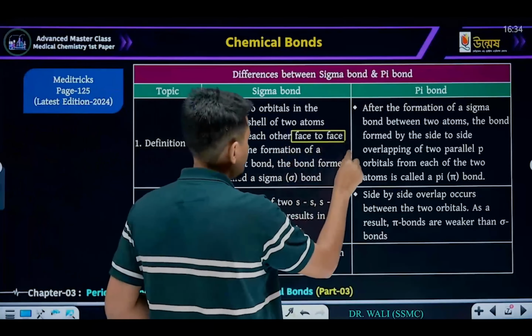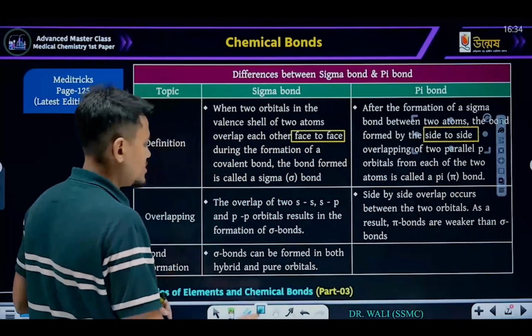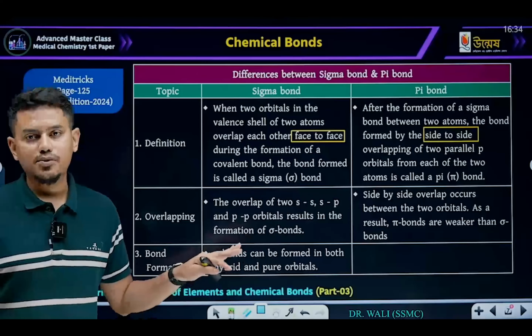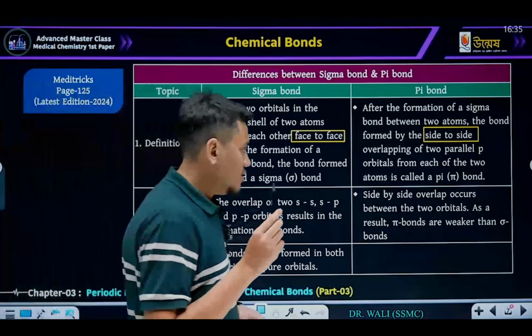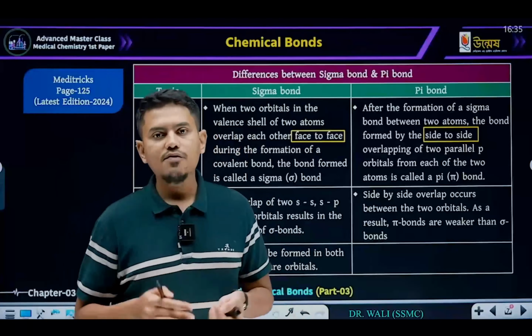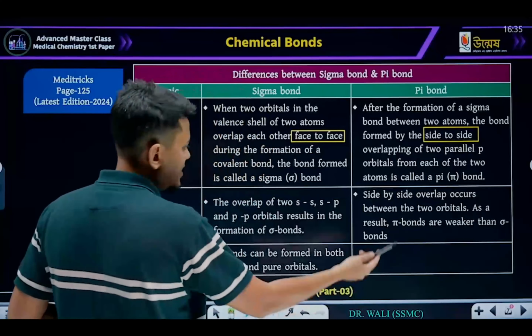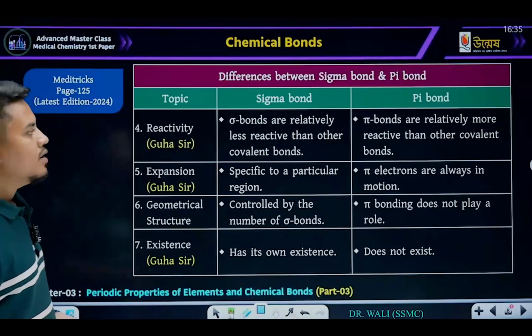We only mark what is important, such as this is face-to-face or head-to-head, and this is side-to-side. Now, overlapping: any orbital can form sigma bond, but not all orbitals can form pi bond. Pi bond can only be formed in pure orbitals, except s orbital. Since s orbital does not have any lobe, p, d, f, or the rest of the orbitals can form pi bond. But pi is weaker. Anyway, bond formation: sigma can be formed in both pure and hybrid orbitals.